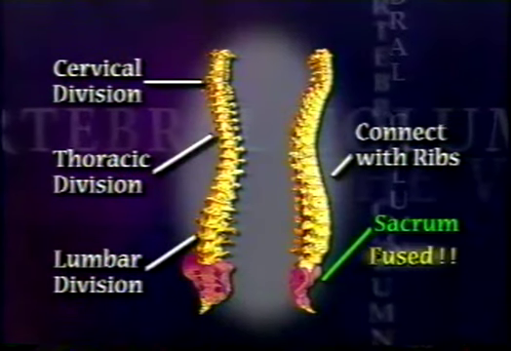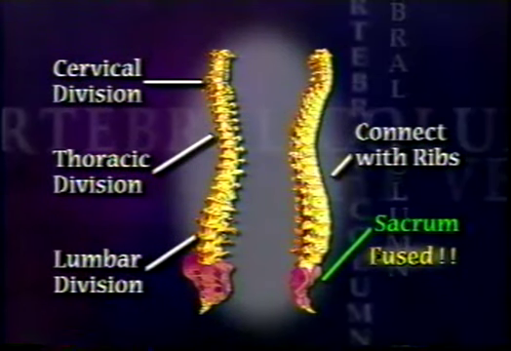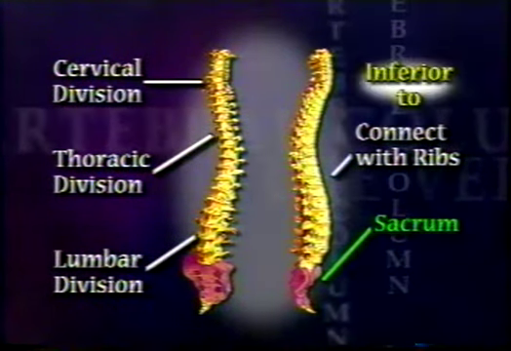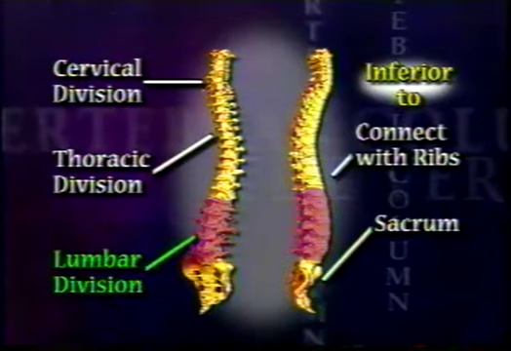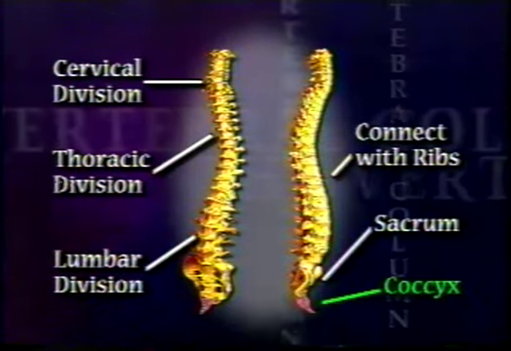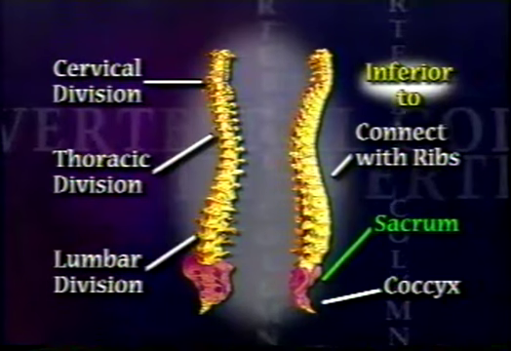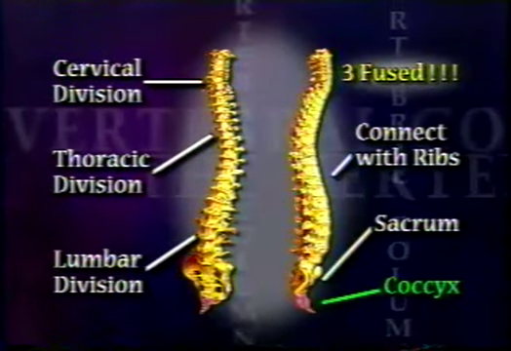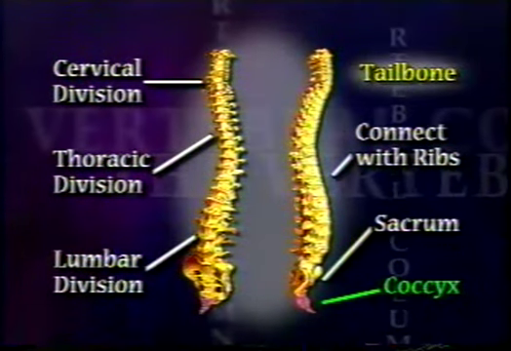Okay, the sacral division or the sacrum contains 5 vertebrae. These vertebrae are fused or melded together into one big vertebrae in adults. It's inferior to or below the lumbar vertebrae. The coccyx, located inferior to the sacrum, contains 3 fused vertebrae. It is sometimes called the tailbone.